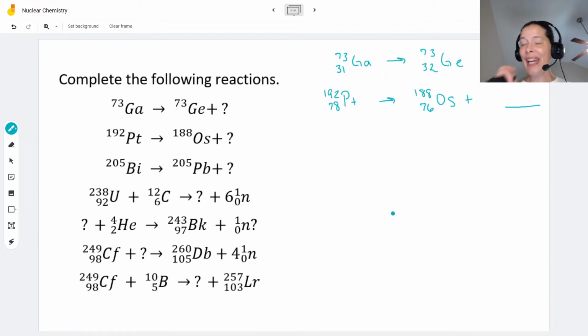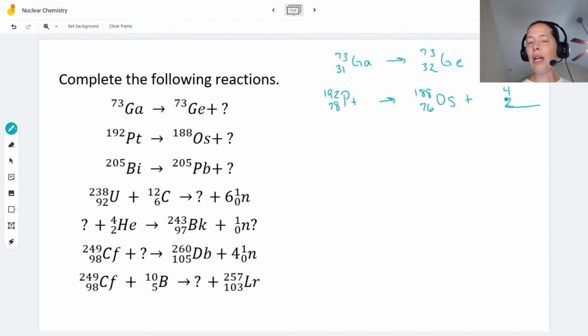All right, so now that I've got all my numbers in, let's predict what's going on here. Okay, so I've got a 192 over here on the reactant side and a 188. So to make these equal, I'm going to have to add 4 here, because 4 plus 188 is going to give me 192. And then I've got a 78 down here and a 76, which means I need a 2 here for an atomic number, and then 2 plus 76 is 78. So I'm all equal here.